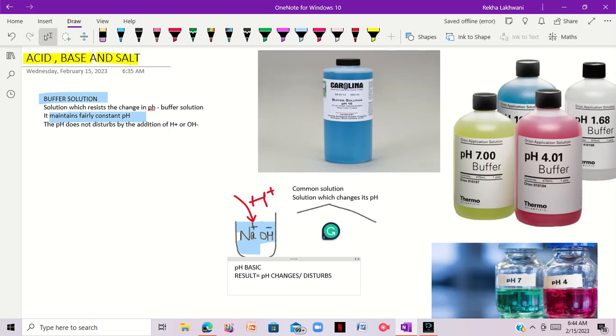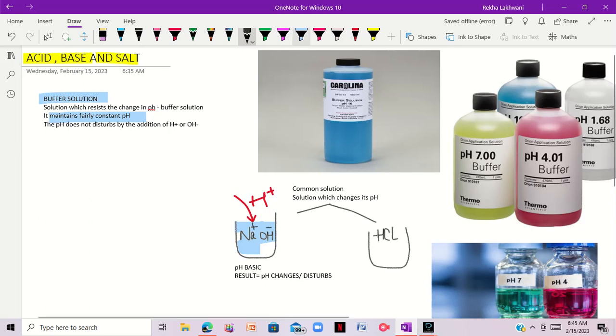It disturbs, right? For example, I have another solution which is an acidic solution. So here let's take a container. This is the container, right? Let's put acid into it. Let's put HCl, right? So here we have HCl. Over here, let's put some water into it so it can dissociate. This is water, and now it will obviously dissociate into H positive ions and chloride negative ions.